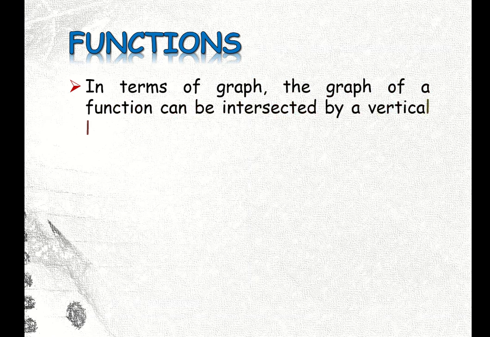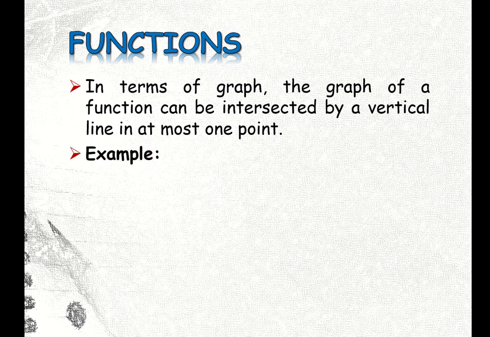In terms of graphs, the graph of a function can be intersected by a vertical line in at most one point. So there's another way of telling whether a relation is a function or not if it is expressed in a graph. For example, you're given a function expressed in an equation, and you tabulate and then graph it. After you graph, you just draw a vertical line and see if that vertical line hits only one point of that graph. If it does, then we can say that it's a function.